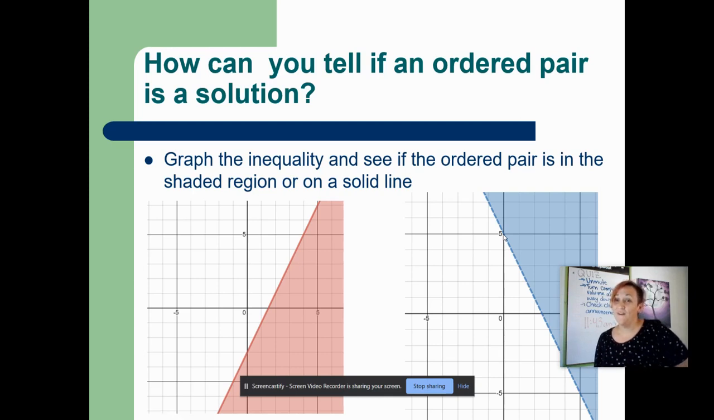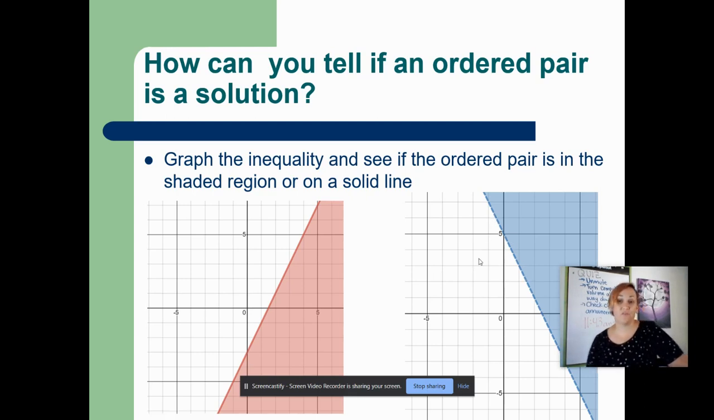0, 5.1 is an answer, so you can get really close, but not actually on the dotted line. Okay, so again, shaded area and solid lines are solutions. The white space or a dotted line is not a solution.